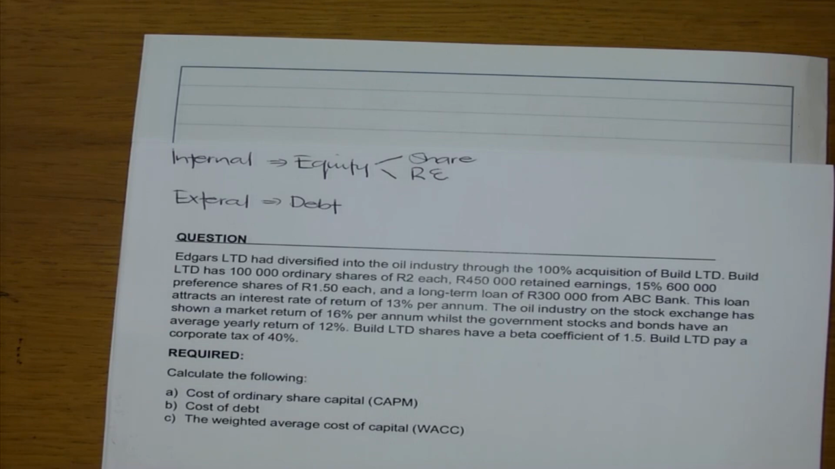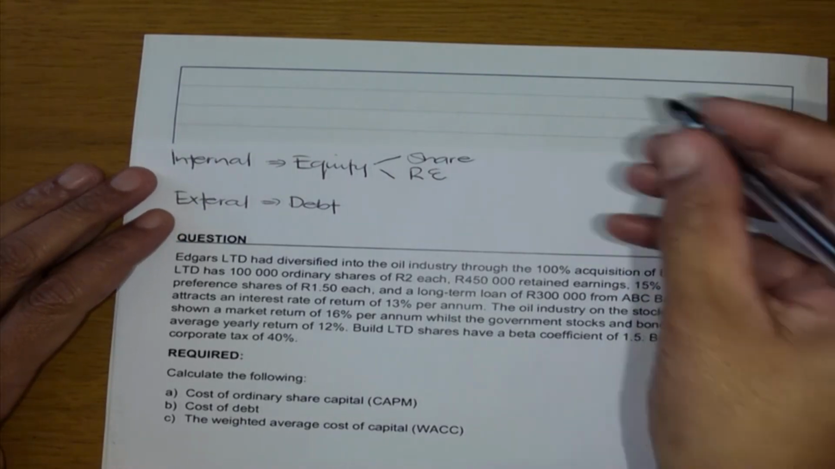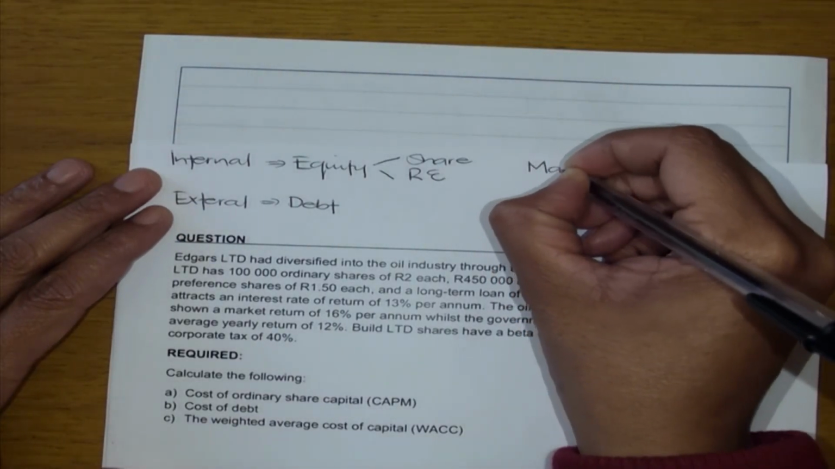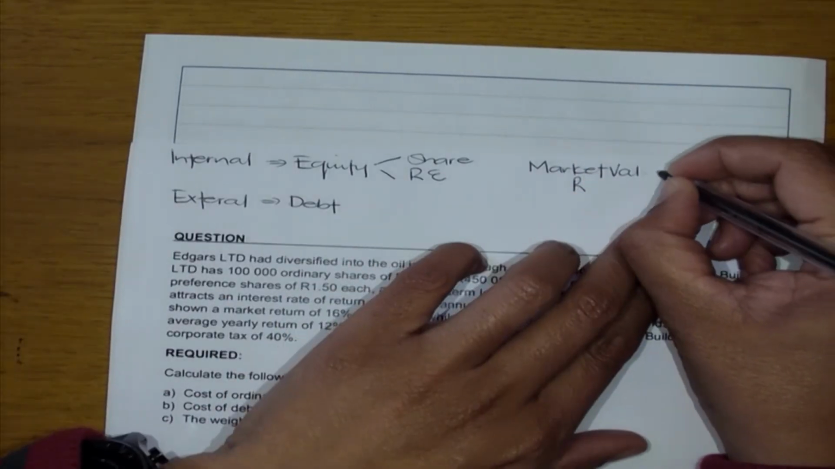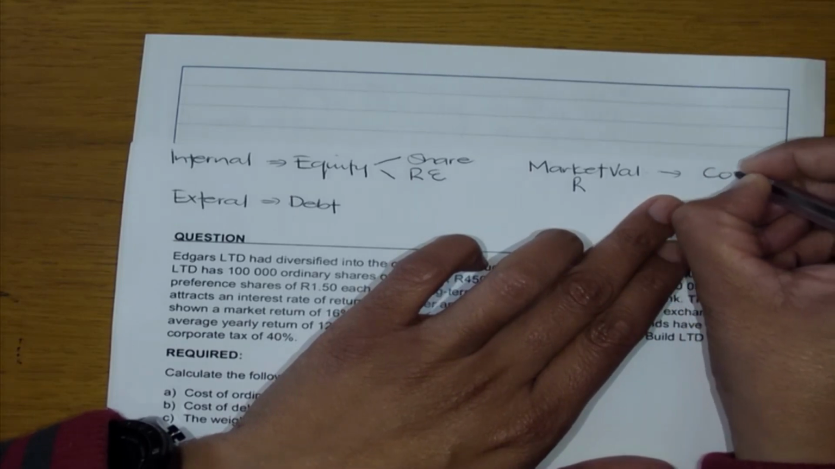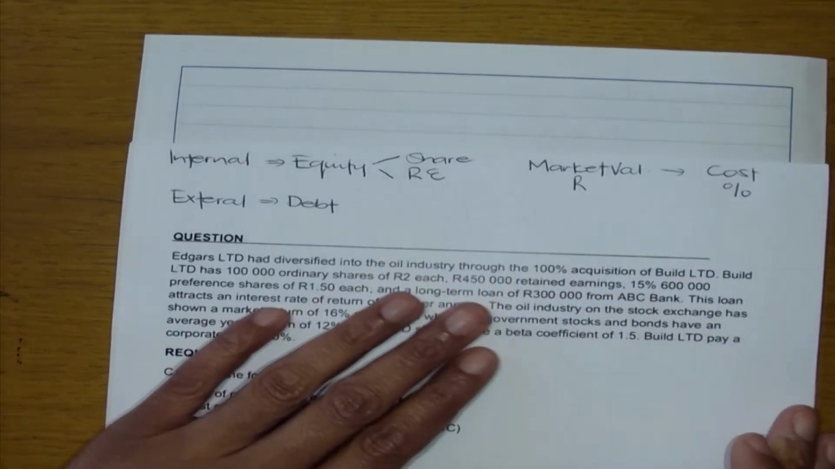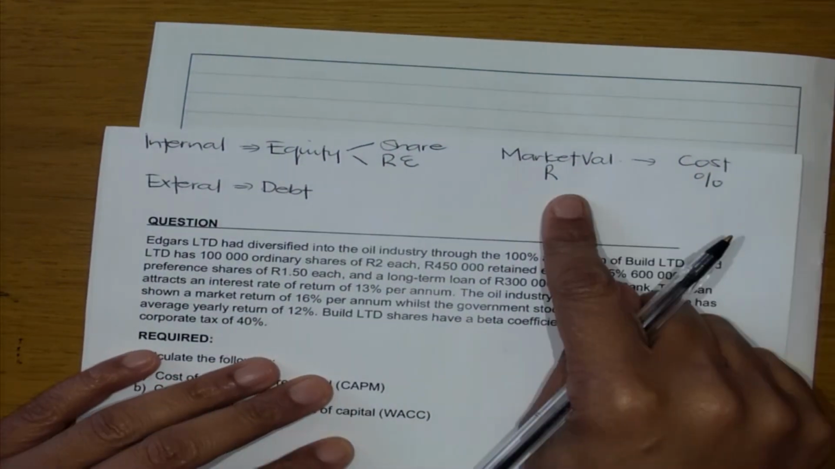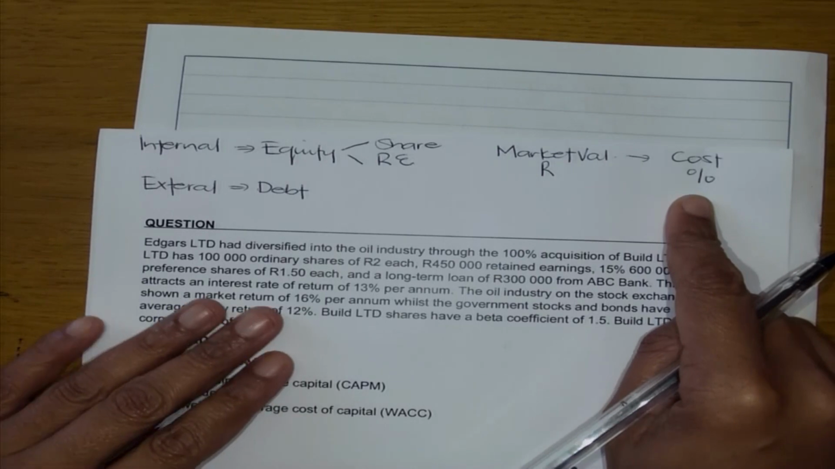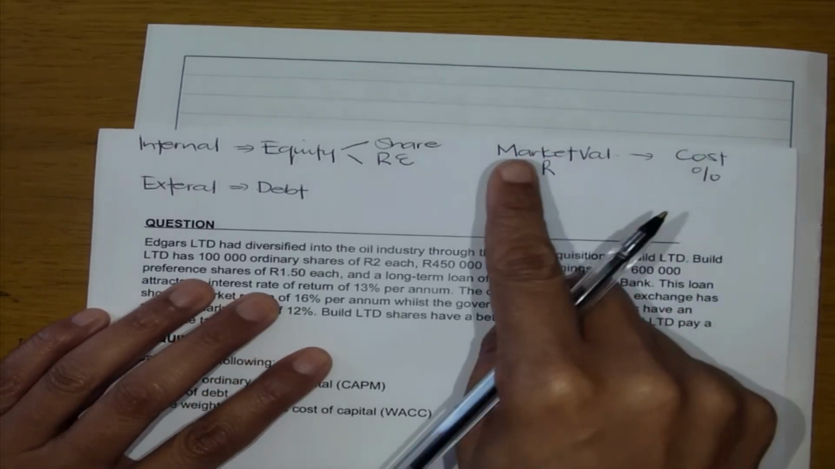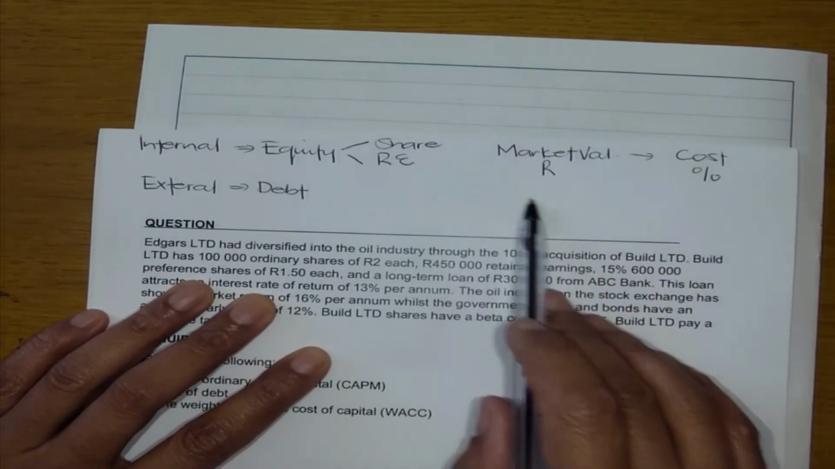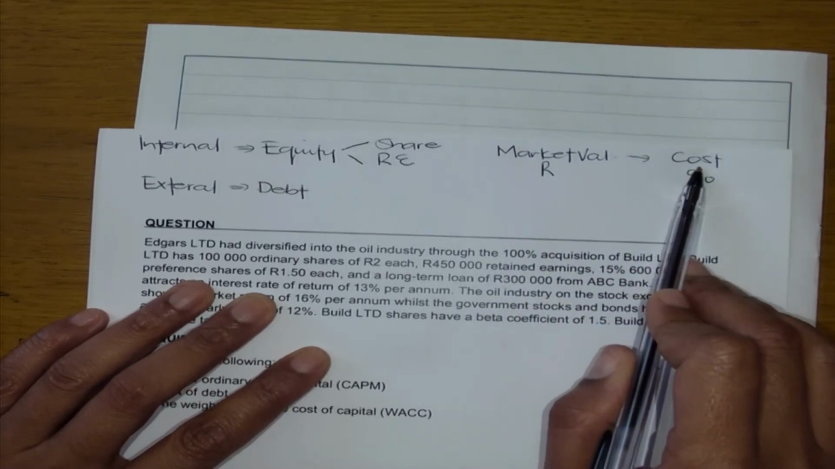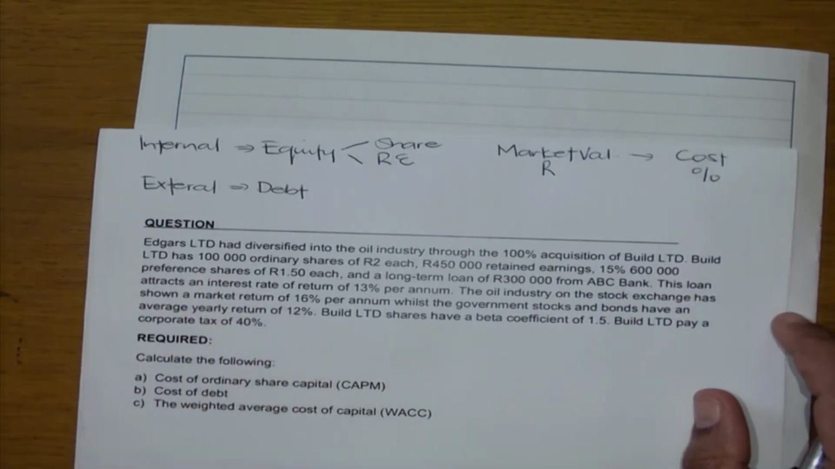Now, you need to remember, there's always two things that they will ask you, right? You need to have the market value, and the market value is always in rands. Or you need to have your cost, and your cost is always in percentage, right? So they will either give you one, then you must calculate the other. In most cases, they will expect you to calculate the cost of the capital, right?